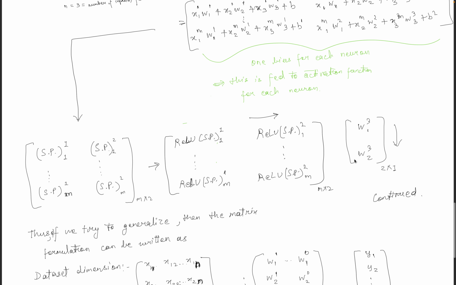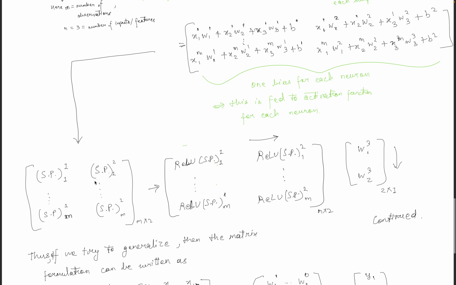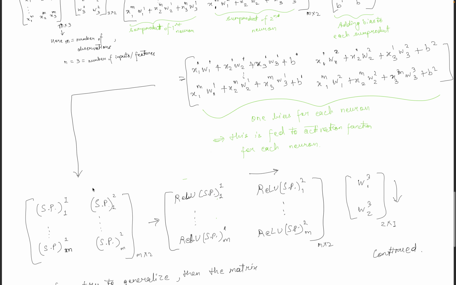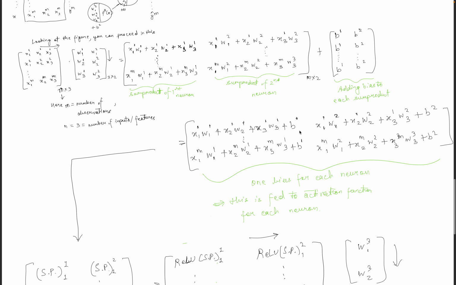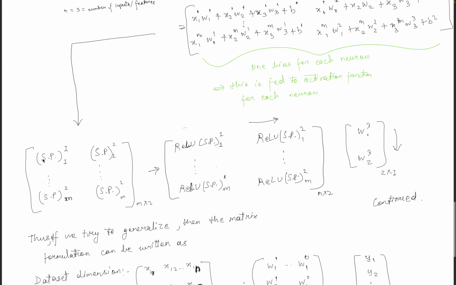Now after that, what is this matrix? This matrix is this final matrix m by 2. I have just written sum product, but you should understand that this sum product also includes bias. So sum product of the first observation for the first neuron, similarly sum product for the first neuron for the mth observation. As I told you, the first column represents all the outputs of the first neuron and the second column represents all the outputs of the second neuron.